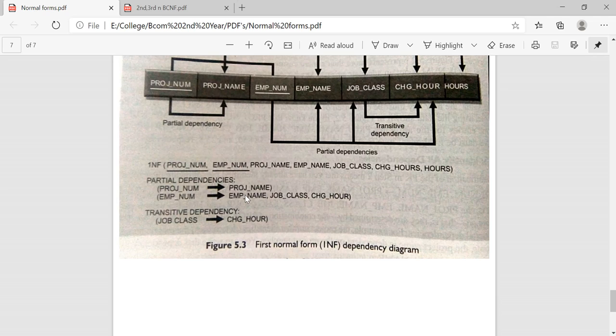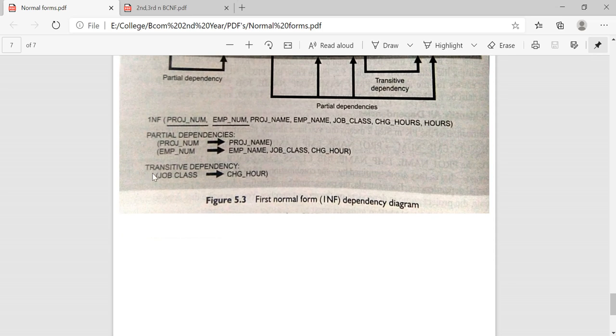Here also you see employee name, job class, and charge per hour. To determine these, you need only employee number attribute, so no need of project number attribute here. So that is the reason it is resulting in a partial dependency.